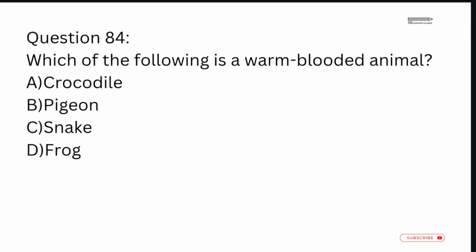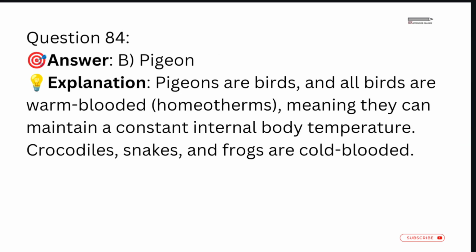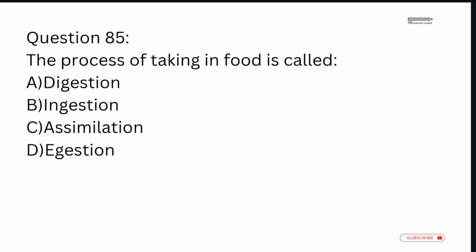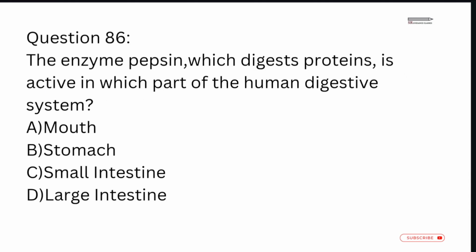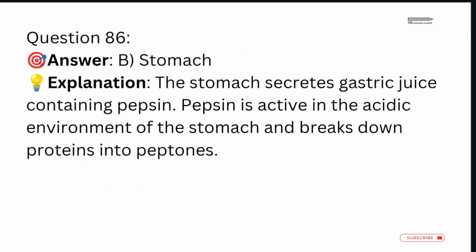Which of the following is a warm-blooded animal? The correct answer is option B, pigeon. The process of taking in food is called... The answer is option B, ingestion. The enzyme pepsin, which digests proteins, is active in which part of the human digestive system? The answer is option B, stomach.